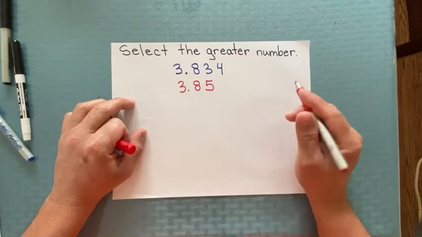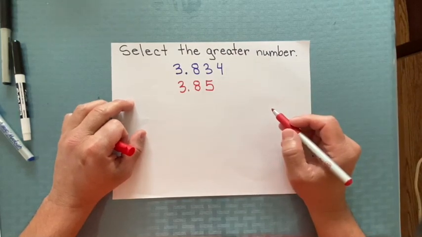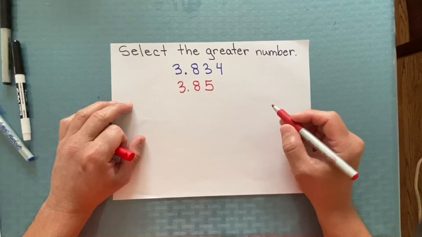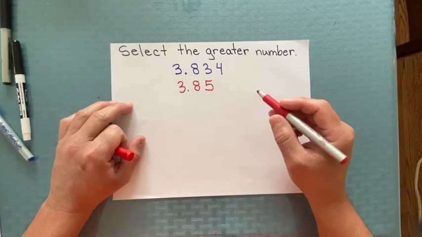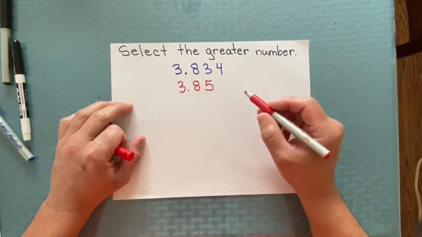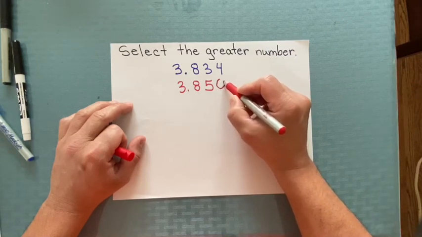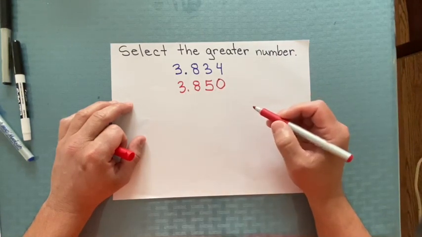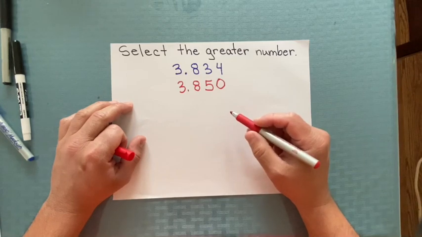And you're going to notice that there's an empty spot here in the thousandths spot. What many people like to do, so the numbers can have the same amount of digits, is place a 0 at the end, and it doesn't change the value of this number. But now it's a lot easier to compare.